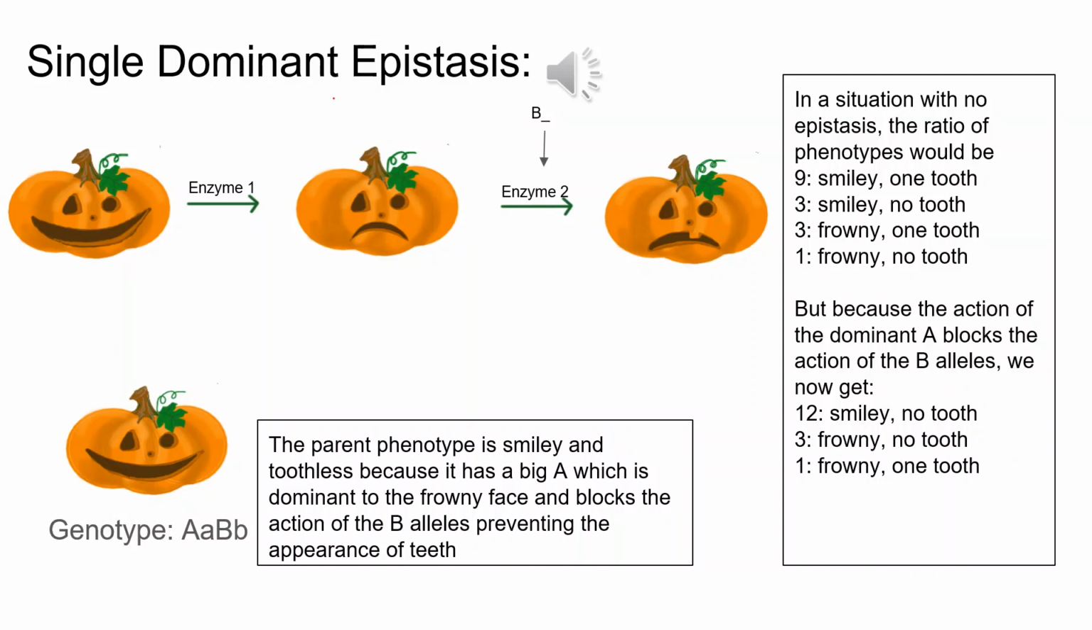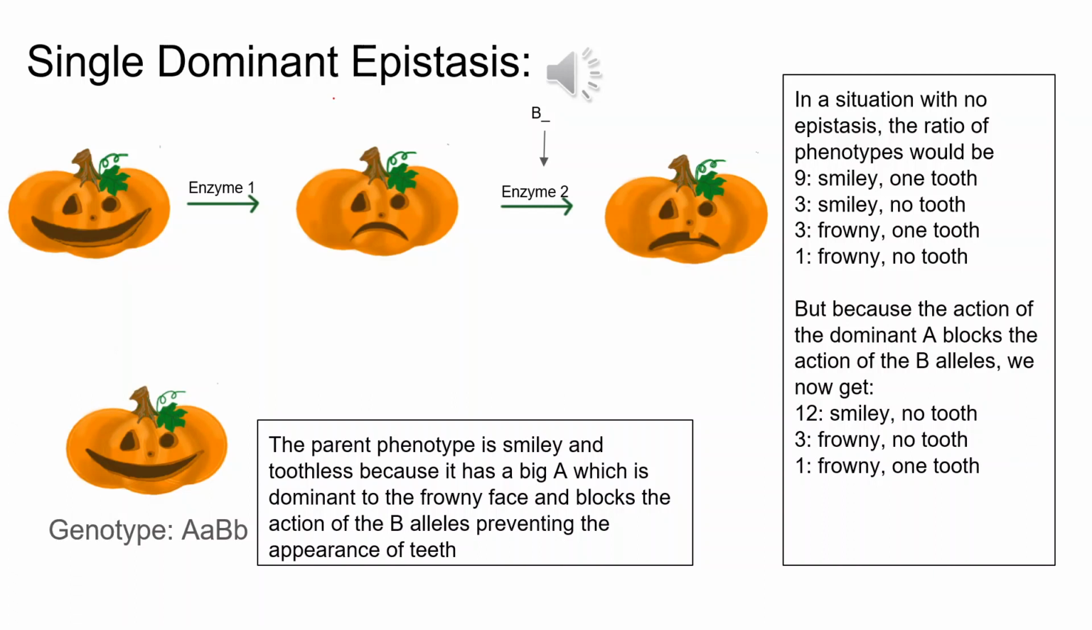In a situation with no epistasis, the ratio of phenotypes would be 9 smiley one tooth, 3 smiley no tooth, 3 frowny one tooth, 1 frowny no tooth. But because the action of the dominant A blocks the action of the B alleles, we now get 12 smiley no tooth, 3 frowny no tooth, 1 frowny one tooth. So we no longer get the smiley one tooth phenotype.